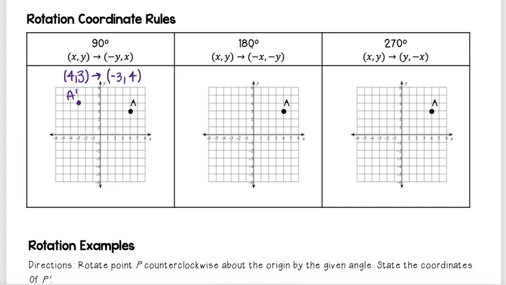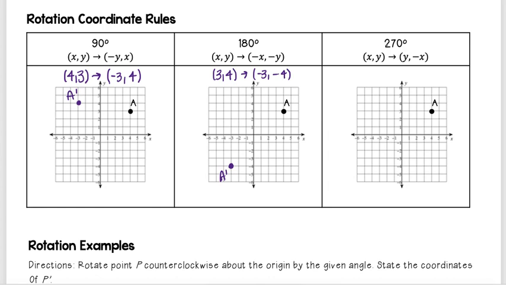And now the rule for 180 degrees is that (x, y) is going to become (negative x, negative y). So looking at the same point, 4, 3, this is telling me I'm going to take the opposite sign of x and the opposite sign of y. So since these are positive, they now both become negative. And they stay in the same spot. And so now if I plot that point, that will be here. And so now point A rotated 180 degrees.